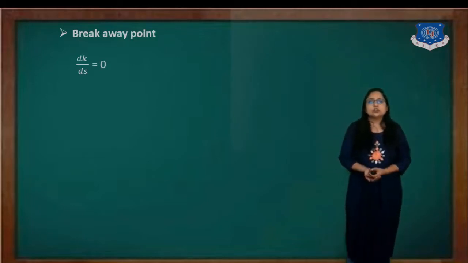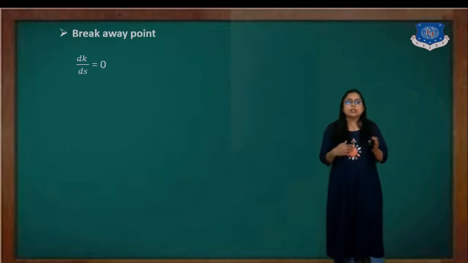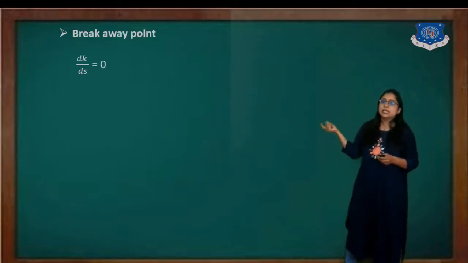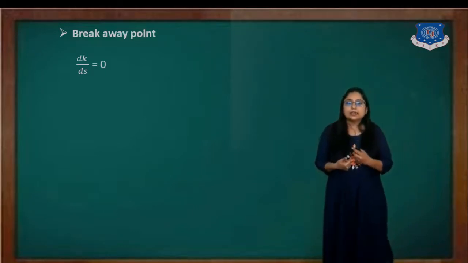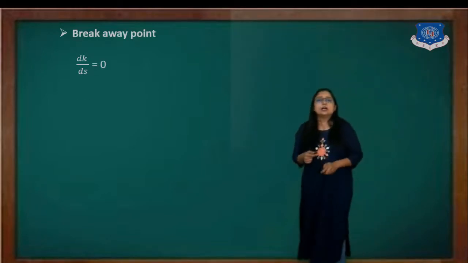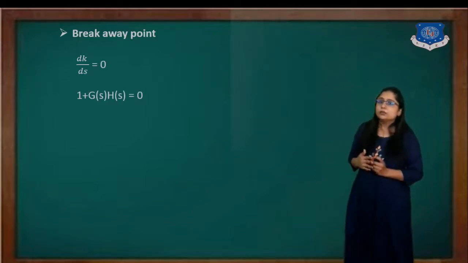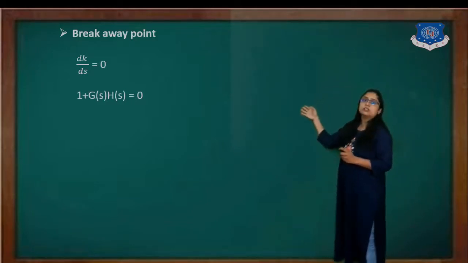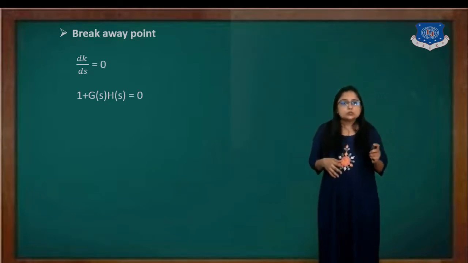It's a differentiation of the k with respect to s. And we have to equate that with the 0. Now to find out the dk by ds, first of all what we require? We require the characteristic equation. And characteristic equation, that is what? It's a 1 plus g of s into h of s, that equal to what? It's a 0. Now we know what is the value of g of s? That is k upon s plus 2.